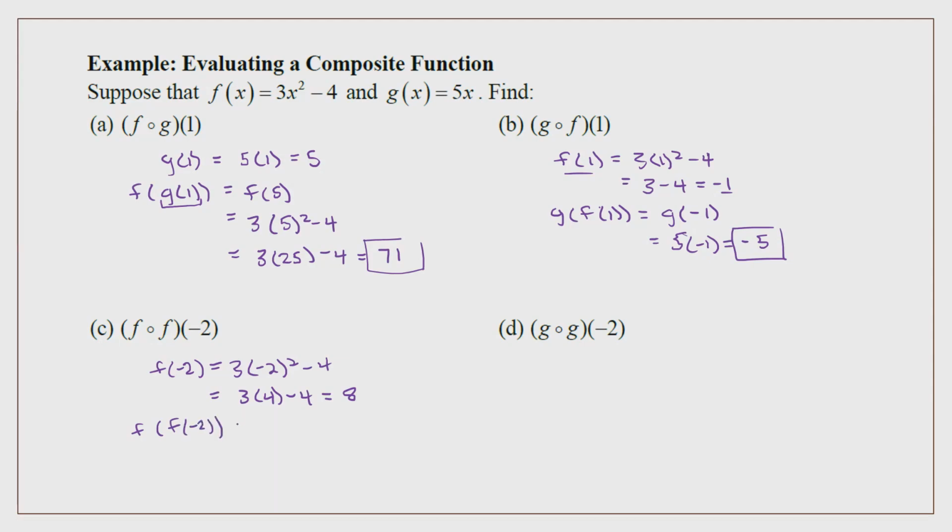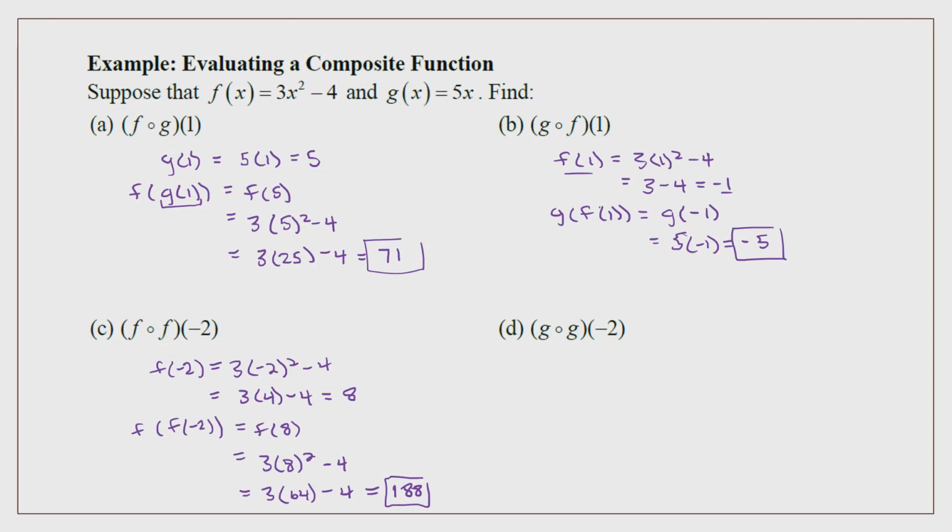Value at negative 2, which is f of 8. So now we're substituting 8 into the function f of x. That's 3 times 64 minus 4, and that should get us 188.